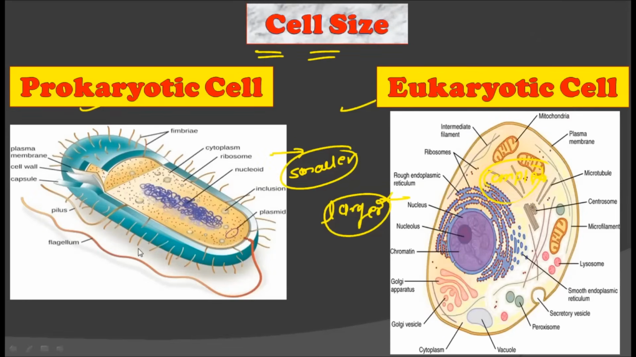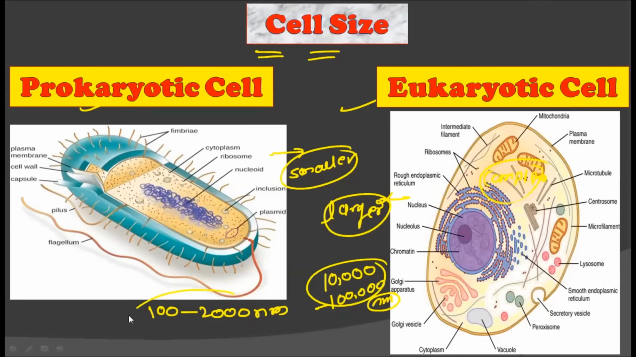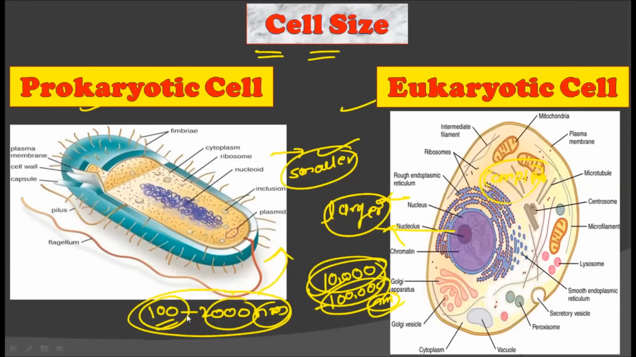Actually, the size of a prokaryotic cell ranges from 100 to 2000 nanometers, while in eukaryotes, the size of eukaryotic cells ranges from 10,000 to 1 lakh nanometers. So this is a very important difference between the two about their sizes. That is, the prokaryotic cells are smaller and have a size range of 100 to 2000 nanometers, while the eukaryotic cells are the larger and more complex cells and have their size in the range between 10,000 to 1 lakh nanometers. All right.